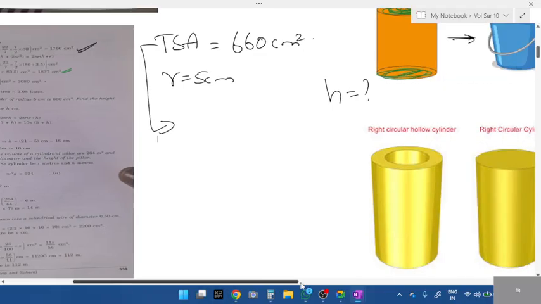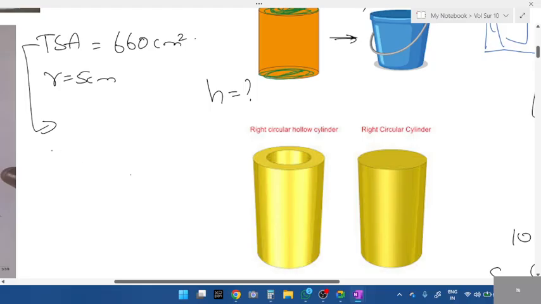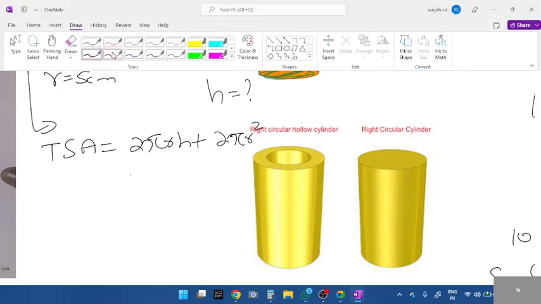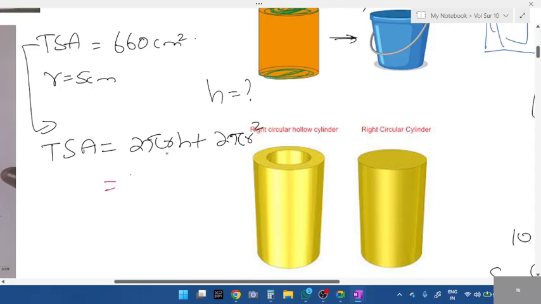If total surface area is given, find the TSA formula. Write TSA. What is the formula for total surface area? All of you will respond. 2 pi r h plus 2 pi r square. First take out common. Don't try to solve it directly, you won't get the right answer. Take 2 pi r common: h plus r.